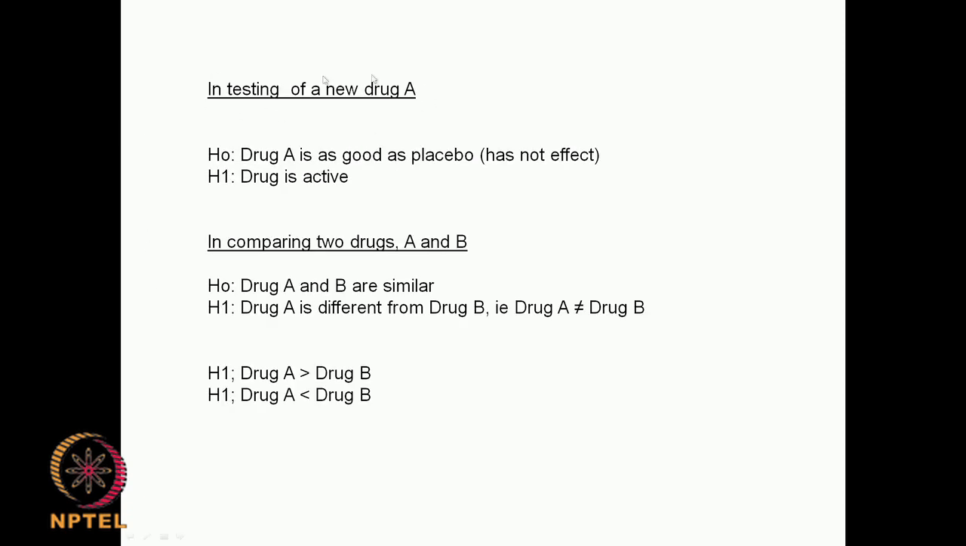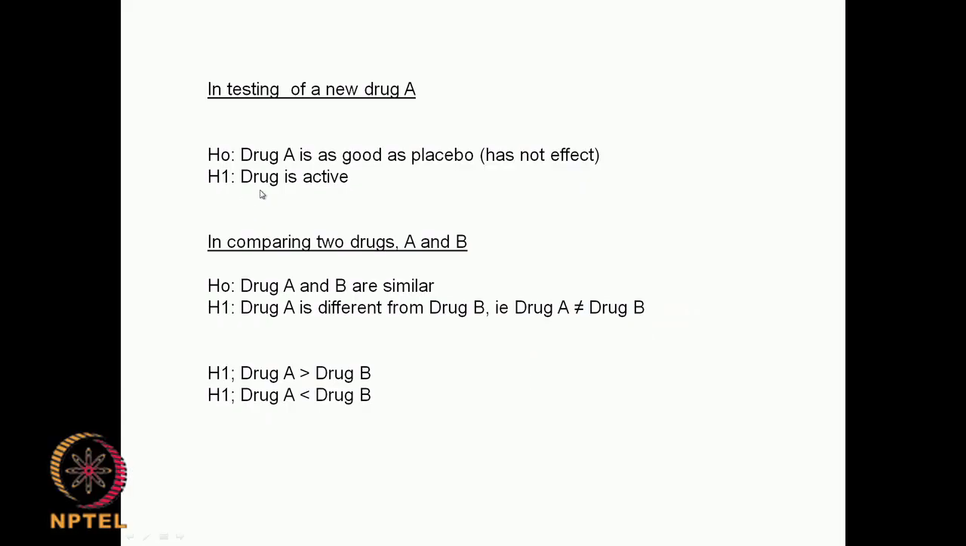For example, if I am testing a new drug, null hypothesis could be drug A is as good as placebo, status quo, no difference, no effect. Alternate could be drug is active, okay, drug is better in reducing, say, diabetic or bacterial infection and so on. Okay. So, I collect data now, I do some tests, and I am not able to reject the null hypothesis, then I have to accept the null hypothesis, which is drug A is as good as my placebo. I do some test, some analysis, then I say I reject the null hypothesis, so I accept the alternate hypothesis, then I can say drug A is more active.